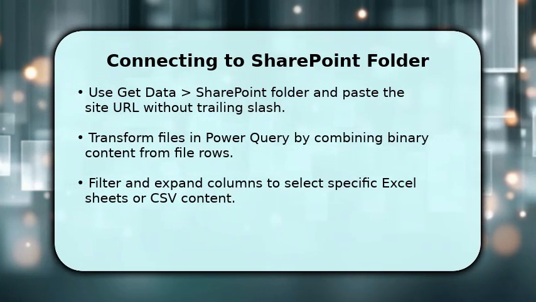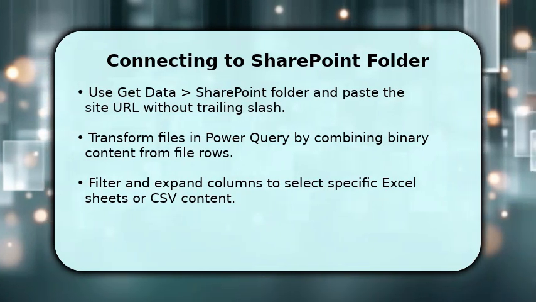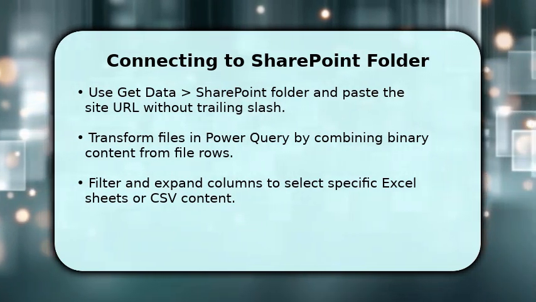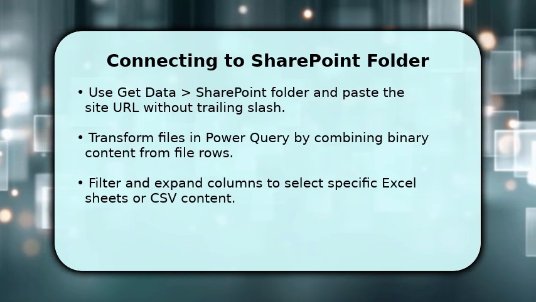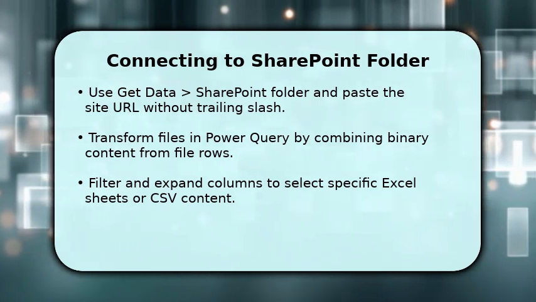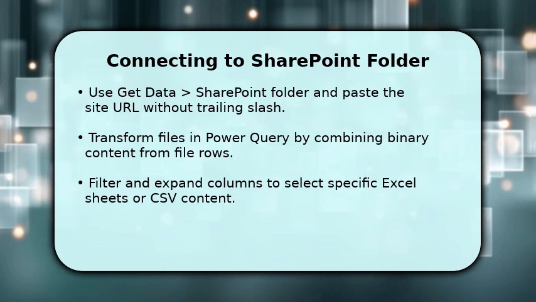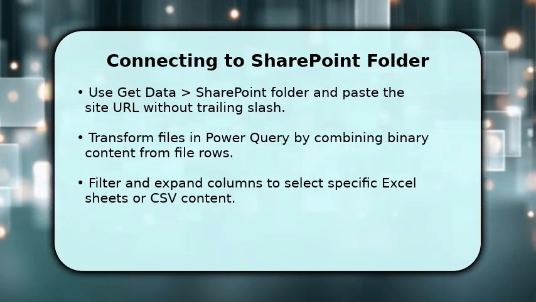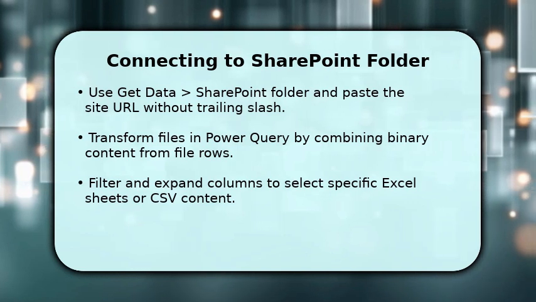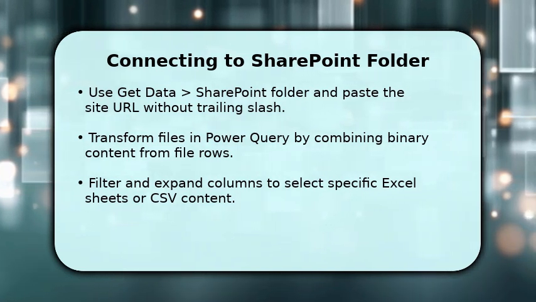Open Power BI Desktop and choose Get Data, then SharePoint folder. Use Get Data, SharePoint folder, and paste the site URL without a trailing slash. Click Connect and authenticate with your Microsoft 365 credentials. Review the folder file list and choose Transform Data to open Power Query.